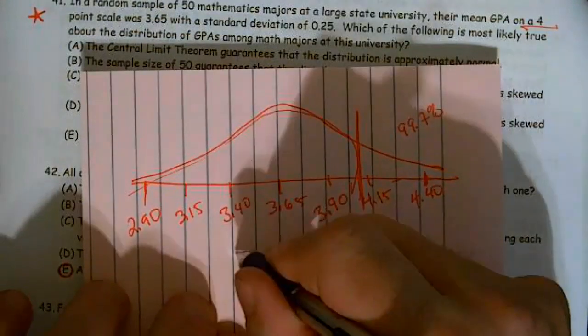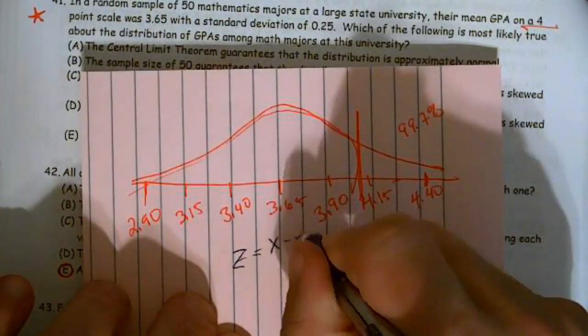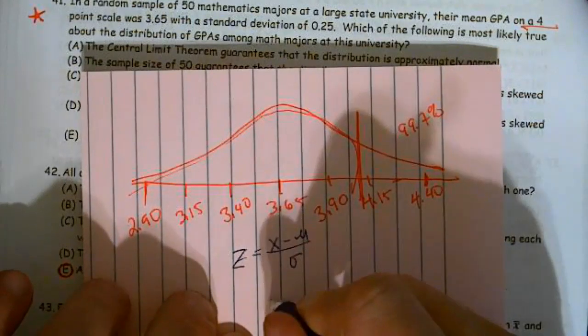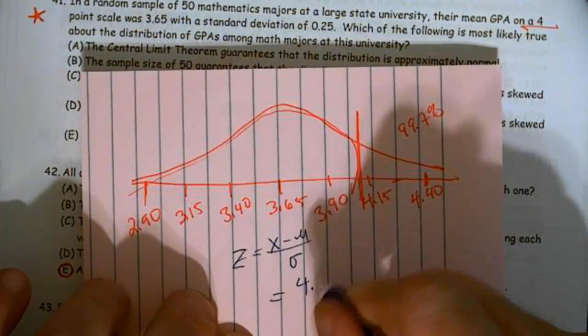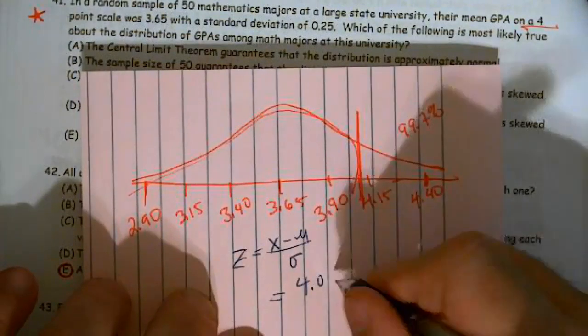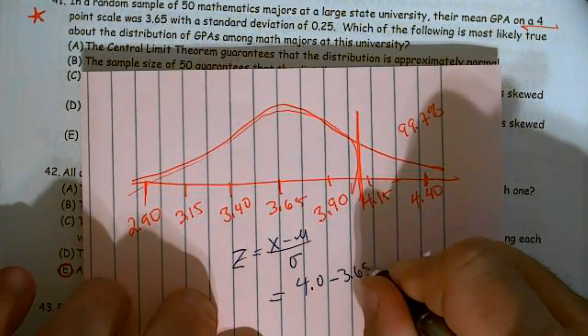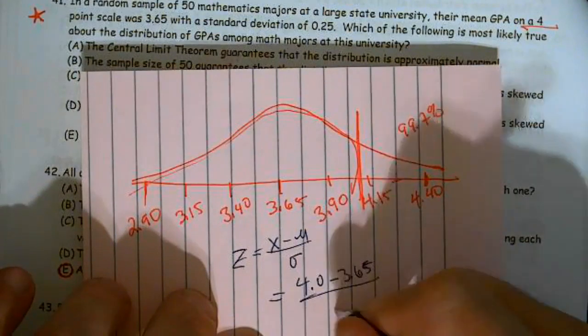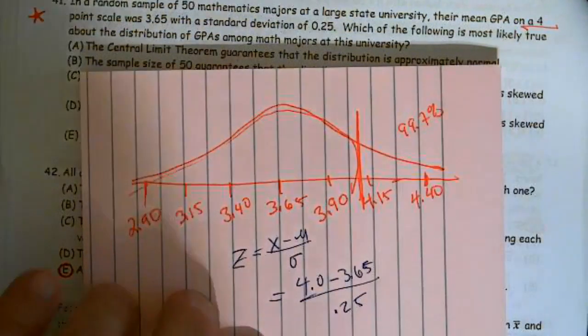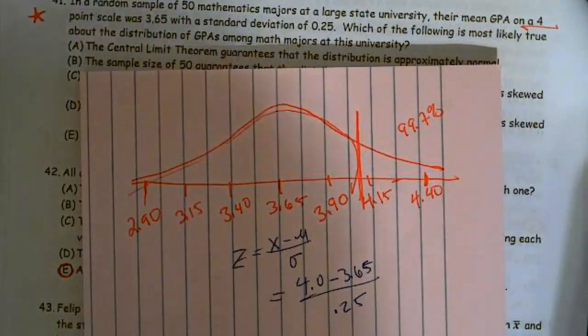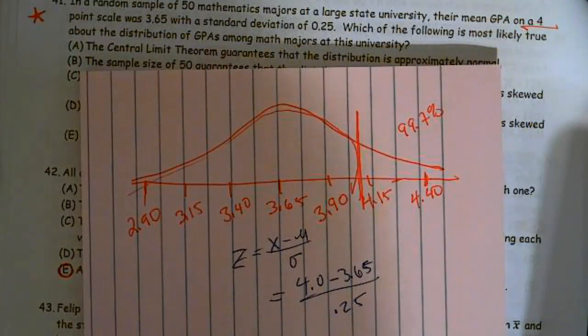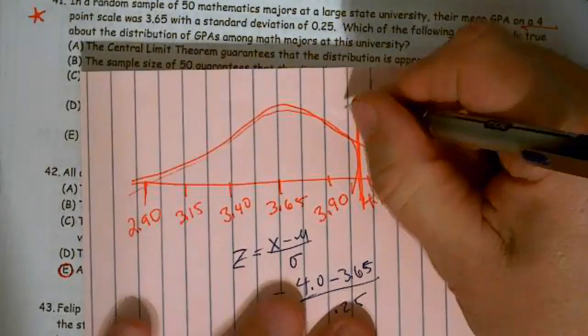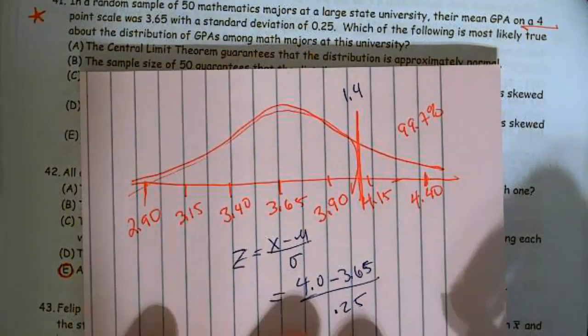What we ended up with is Z equals X minus mu over sigma. And our maximum score was a 4.0. Can't get better than perfect. Minus the 3.65 divided by the standard deviation of 0.25. When I do that real quickly, 4 minus 3.65 and divided by 0.25, I end up getting 1.4. So I'm only 1.4 standard deviations above the mean.